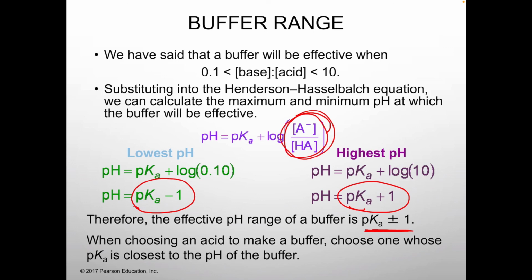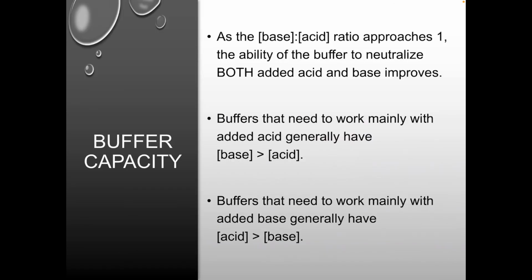So again, when you're choosing an acid to make your buffer, you're going to figure out which one has a pKa that's really close to the pH of that buffer that you need. So again, we want our ratio to be 1 or as close to 1 as possible so that we can neutralize either added acid or base, right?